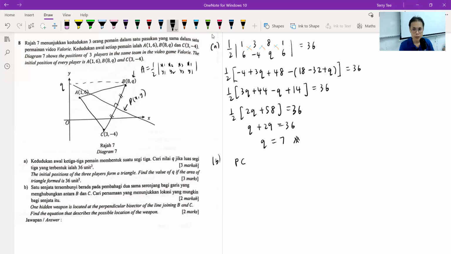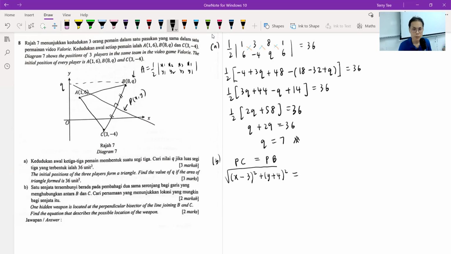So we can say BC equals PB. Okay. Now let's use the formula for distance. We use x minus x1, your x1 is 3. We square it. The y is minus 4, minus minus is plus 4. Okay, let me fix this, a bit ugly. Plus 4. We square it.